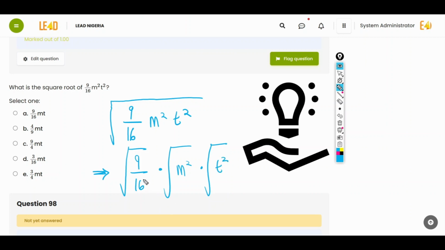So the square root of 9 over 16, we could apply the square root sign to the top and the bottom. So that would give me 3 over 4 times, well, the square root of m squared would just be m, because square root cancels out square. And then the square root of t squared would just be t. We'd end up with 3 over 4 mt.